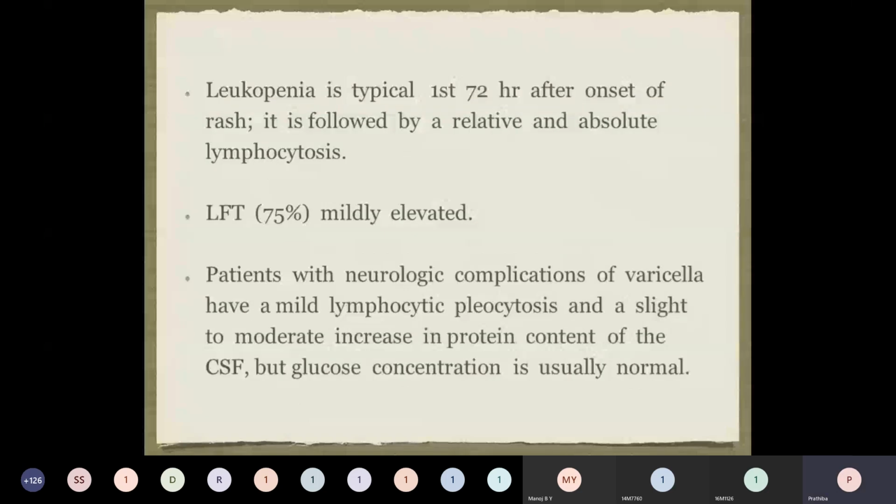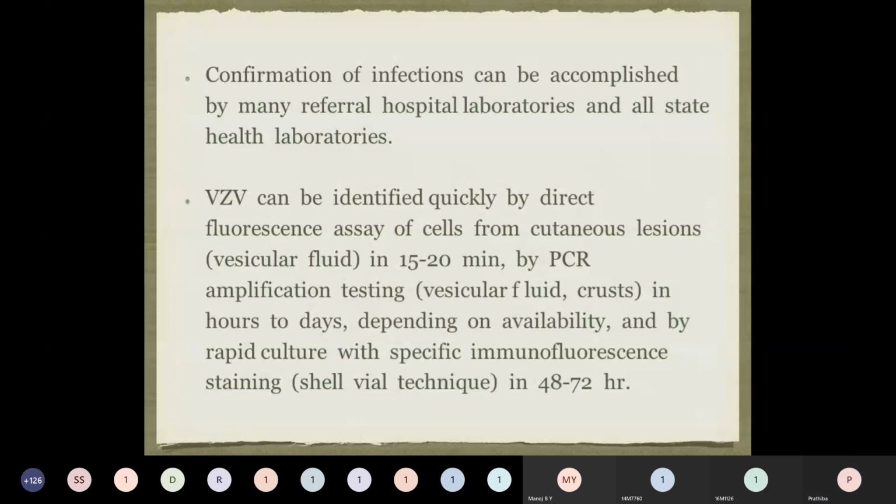Leukopenia is usually seen 72 hours after the onset of rash and is followed by relative or absolute lymphocytosis. The liver enzymes may be elevated and liver function tests may be altered. Patients with neurological complications of varicella may have mild lymphocytic pleocytosis and a slight to moderate increase in protein content of the CSF, but the glucose concentration is usually normal. How should we confirm?